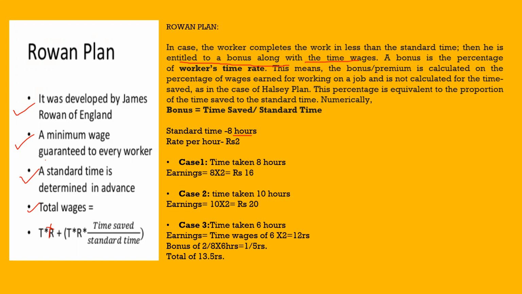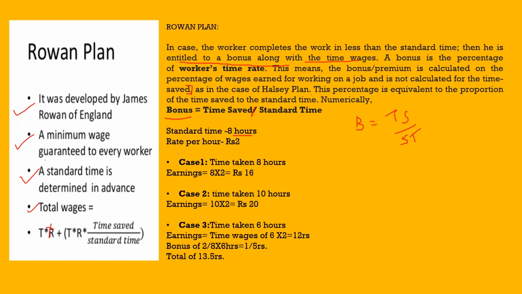This means the bonus or premium is calculated as a percentage of wages earned for working on a job and is not calculated for the time saved. As in the case of the Halsey plan, this percentage is equivalent to the proportion of the time saved to the standard time. Numerically, you can calculate bonus as time saved divided by standard time. Bonus B is equal to time saved divided by standard time.